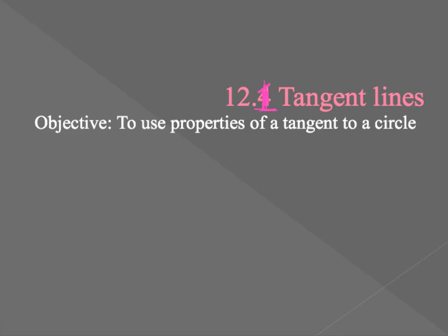Hello, hello, hello. Chapter 12. Get into stuff with circles. This says 12.1. We're first going to deal with tangent lines. So we're going to talk about what a tangent line is and the properties of it.